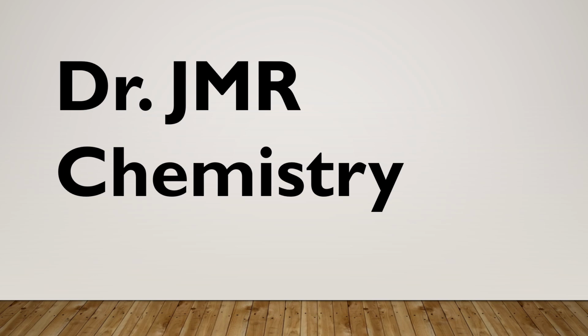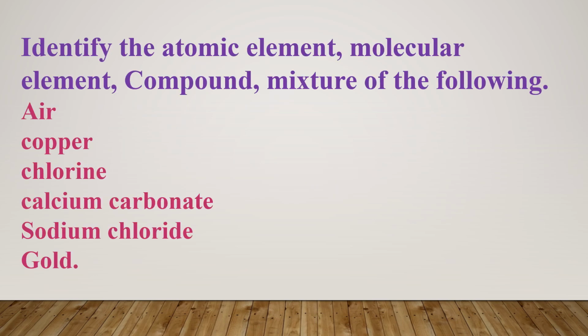That is JMR Chemistry. So first question: identify the atomic element, molecular element, compound, mixture of the following: air, copper, chlorine, calcium carbonate, sodium chloride, and gold. Among these, you have to identify which one is an atomic element, molecular element, mixture, and compound. So first we'll go through them one by one.